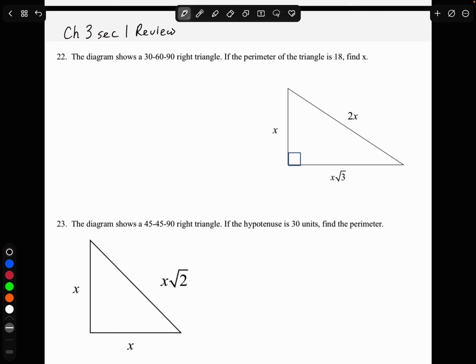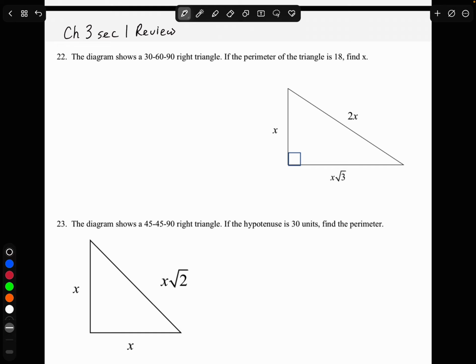Welcome to the video for numbers 22 and 23 from the Chapter 3, Section 1 review. So 22 says the diagram shows a 30, 60, 90 right triangle. If the perimeter of the triangle is 18, find x. All right, so let's see if we can figure that one out.